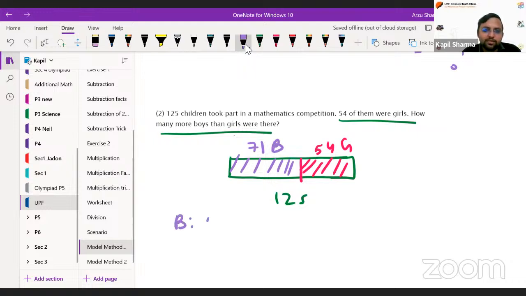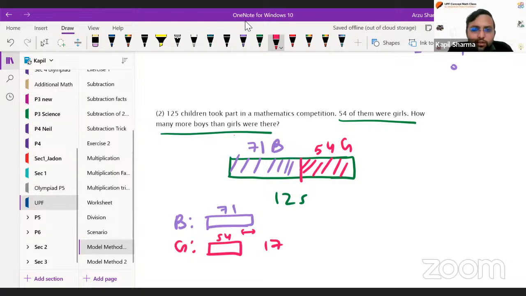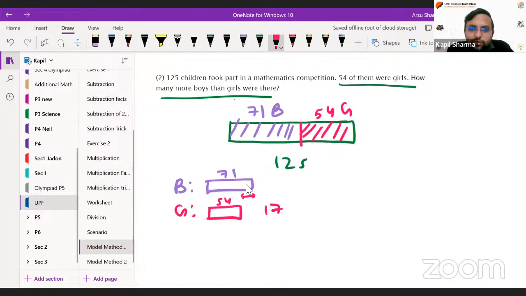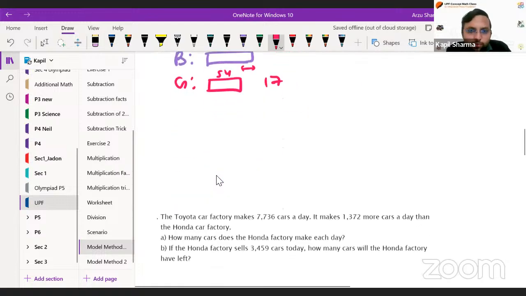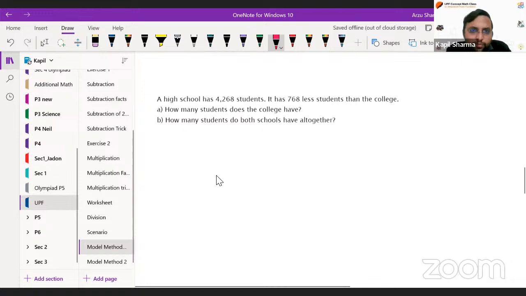So I can again represent the number of boys using models, and girls 54. So the difference is 17. Okay. So we are solving these problems using models. Of course, you don't have to use them, but you will see that in some cases, using models becomes quite useful. So I'm going to discuss those problems in a few minutes.